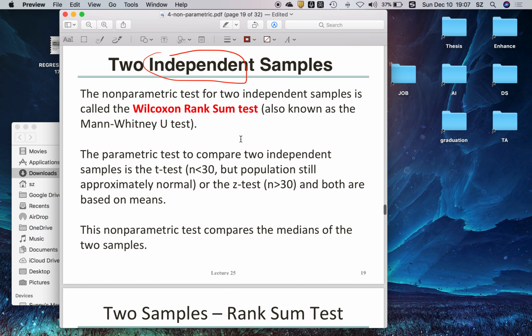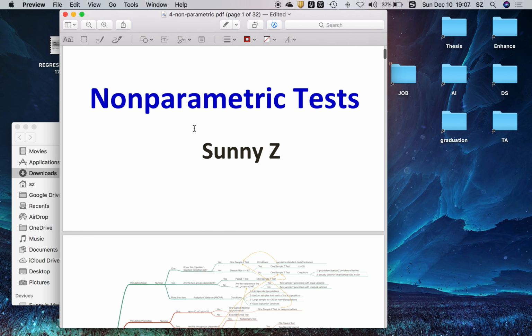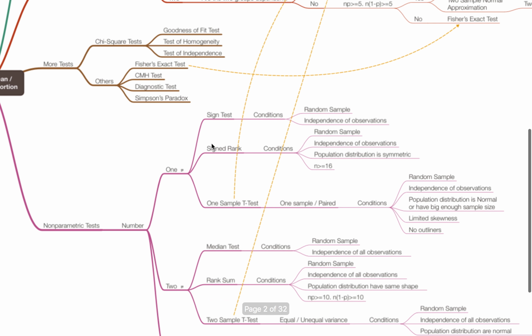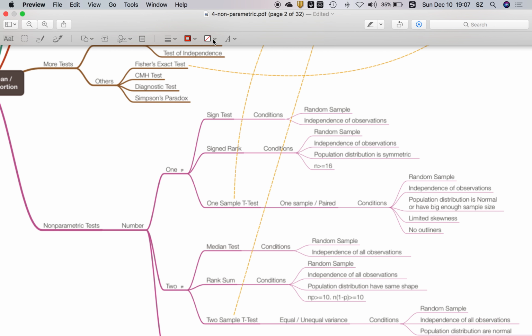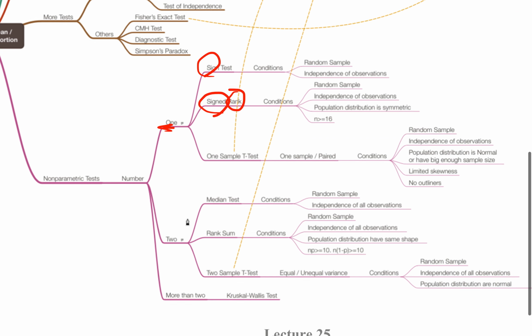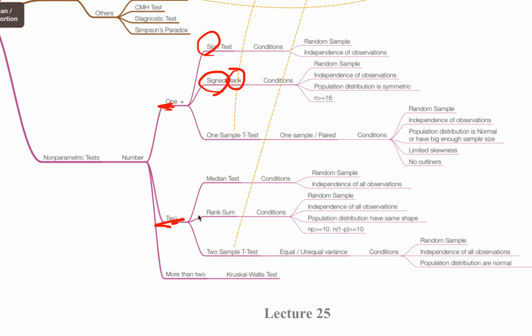So this is page 19. Let's come back here. What we were talking about was the signed rank test, and that's all for one sample. Now we're going to two samples. What we're going to do is the median test and the rank sum test, okay? Mainly this rank sum test.